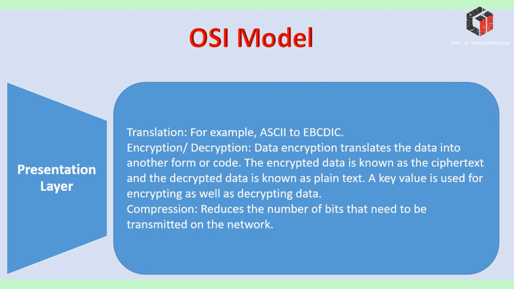Functions of the presentation layer. Translation, for example, ASCII to EBCDIC. Encryption, decryption. Data encryption translates the data into another form or code. The encrypted data is known as the ciphertext, and the decrypted data is known as plain text. A key value is used for encrypting as well as decrypting data. Compression reduces the number of bits that need to be transmitted on the network.